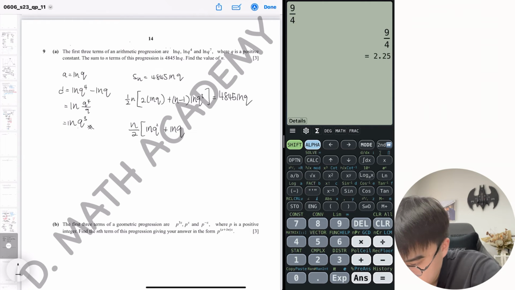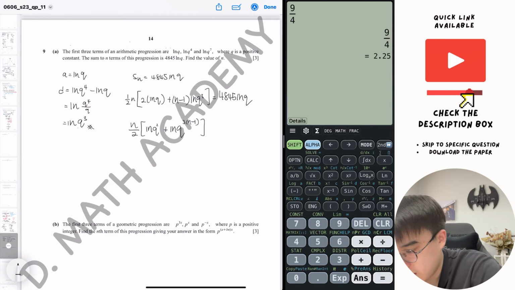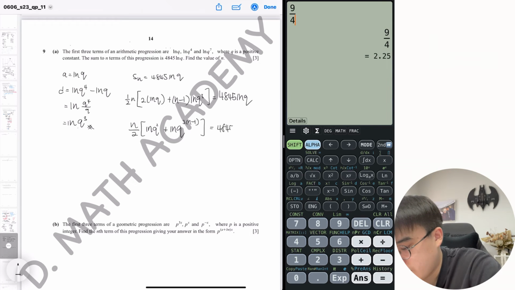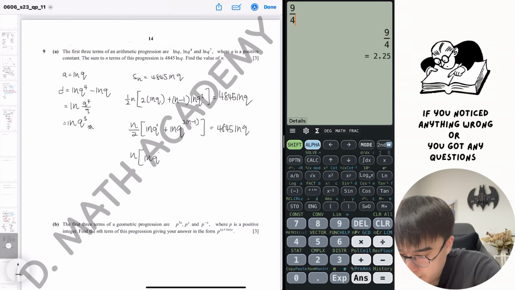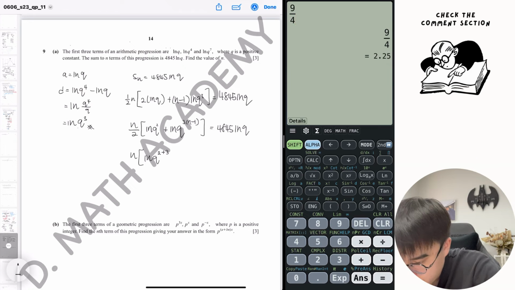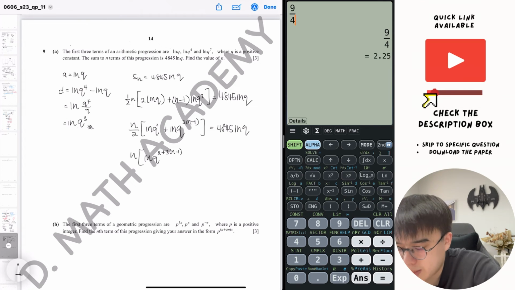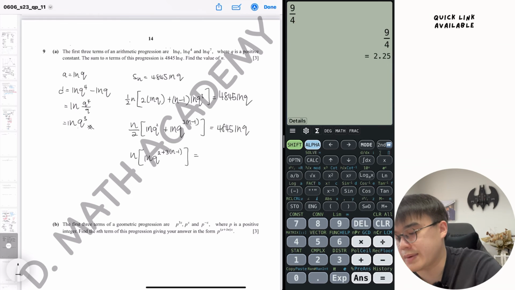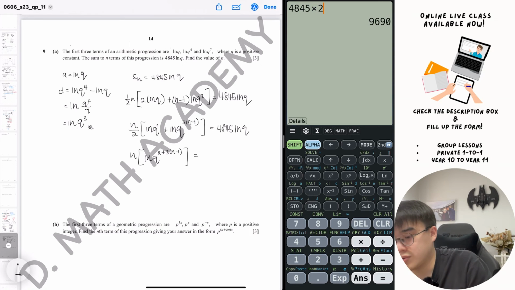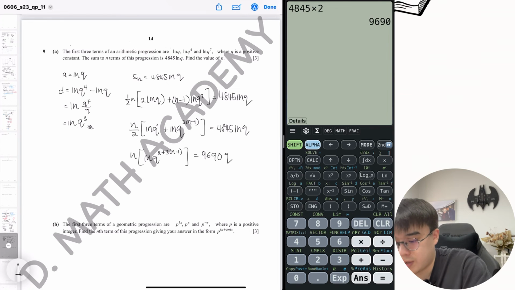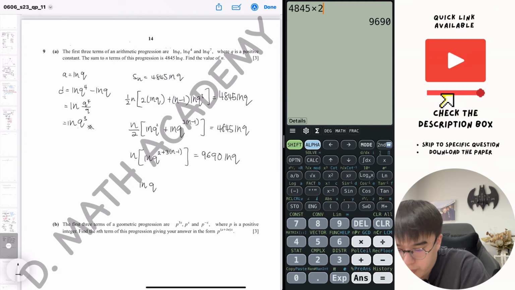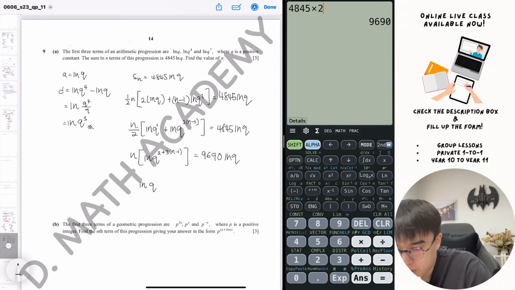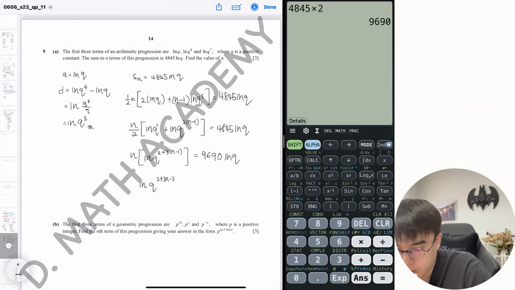Okay, and then I have 4845 ln q. So I don't want the n to be here, so I brought it up. Okay, because they are plus means they will be multiplied together using an indices concept. 4845 times 2 will actually be 9690 q. And if I continue with this, I will get 2 plus 3n minus 3 with an n outside.